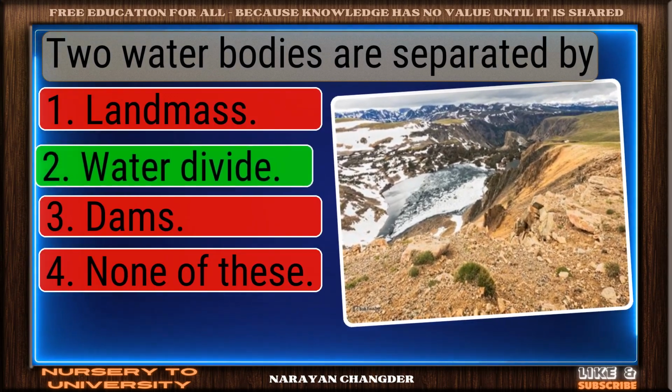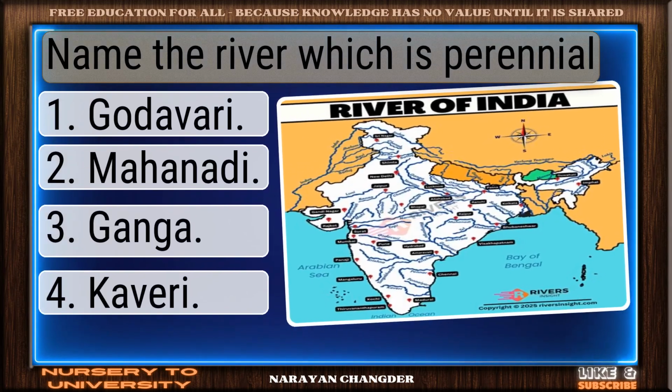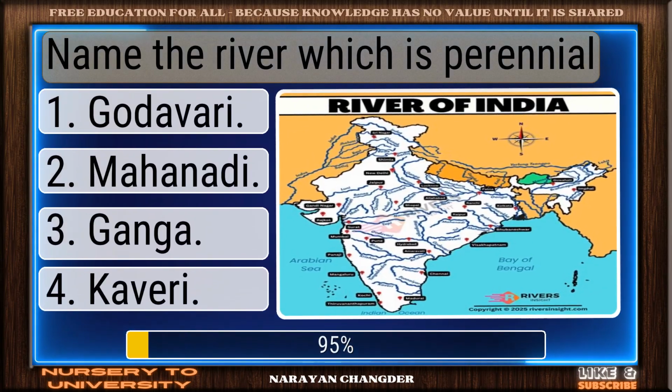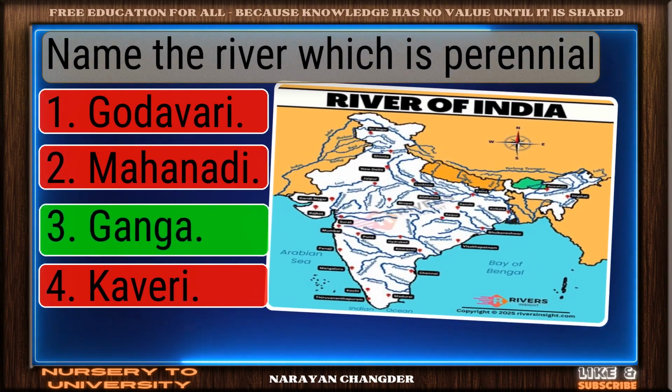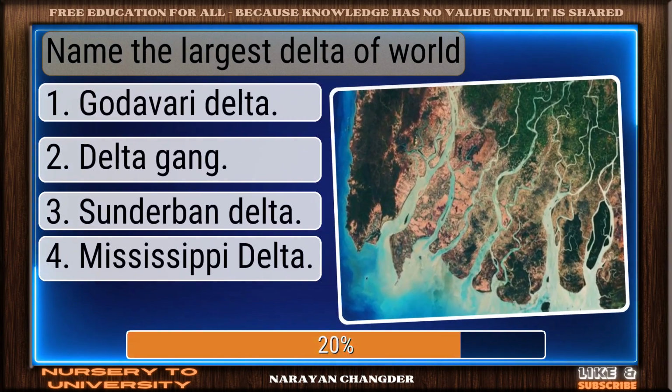Smart move. Water divide is an accurate answer. Question number 174. Name the river which is perennial. Nicely done. Ganga is a solid answer. Question number 175. Name the largest delta of world.